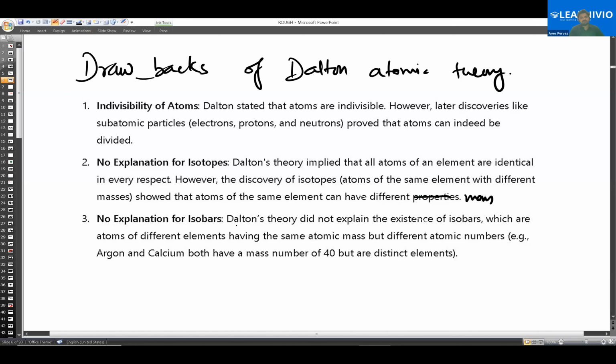And no explanation for isobars. Dalton did not explain the existence of isobars, in which atoms of different elements have the same atomic mass but different atomic number. Example: you can take carbon 12 and carbon 14, same element but different mass.